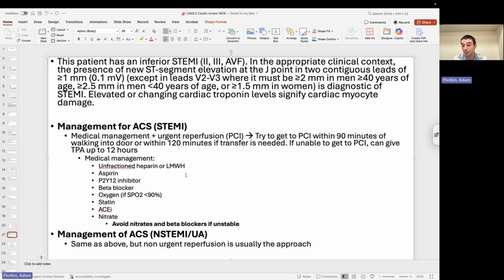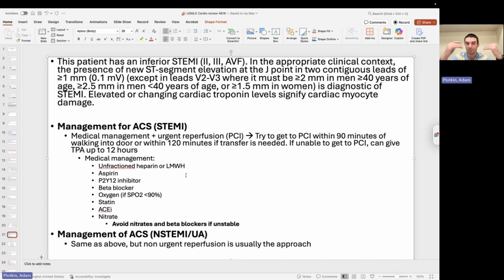We can extend it up to 120 minutes if we have to transfer the patient to another facility. If we don't think we're going to be able to do it in 120 minutes, if we can't transfer them, we'll usually start TPA and then still try to transfer them. Again, kind of more advanced concepts, but I want you guys to get into the framework.